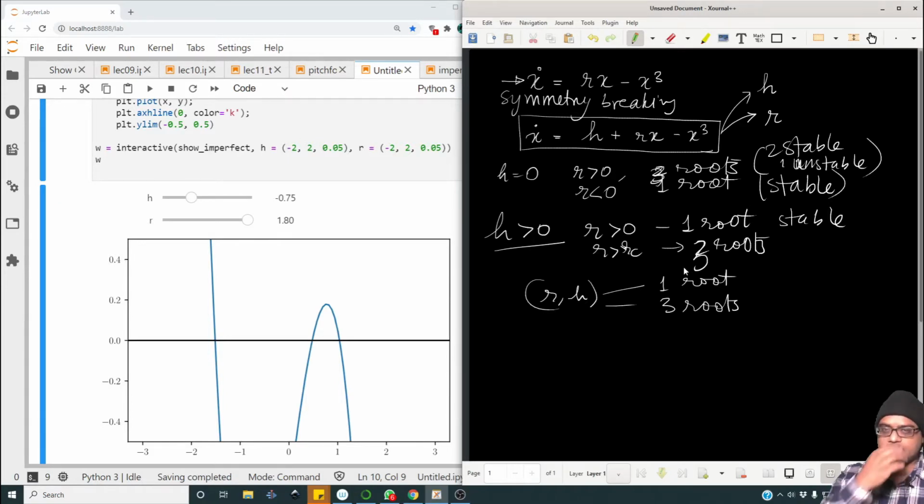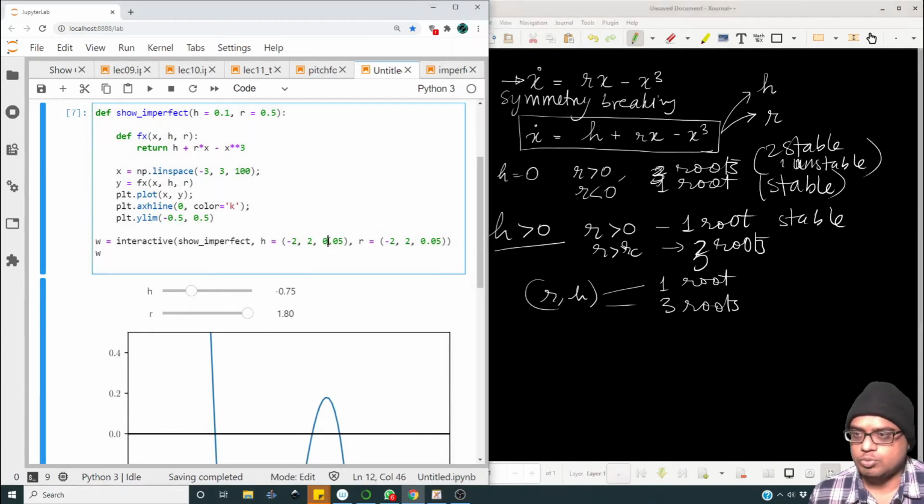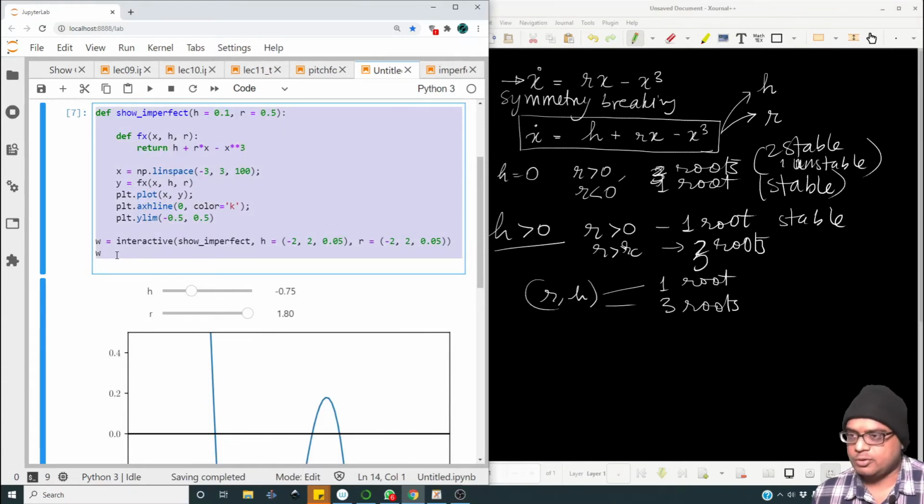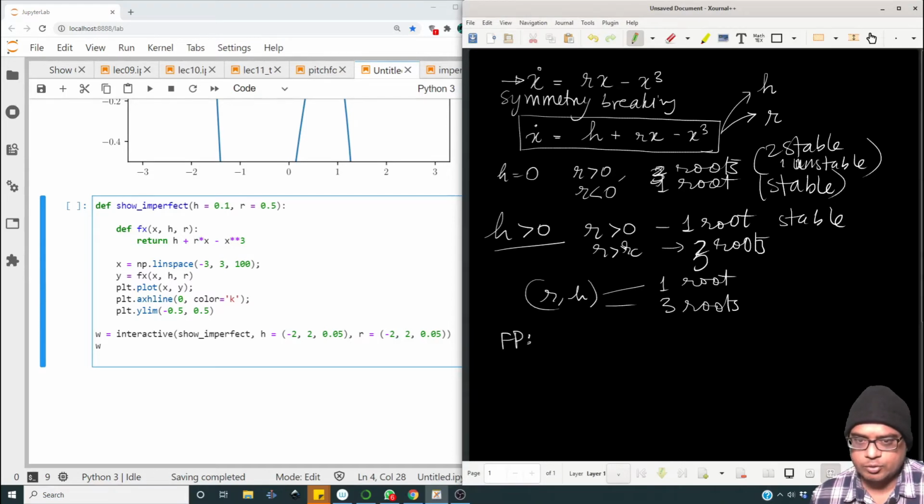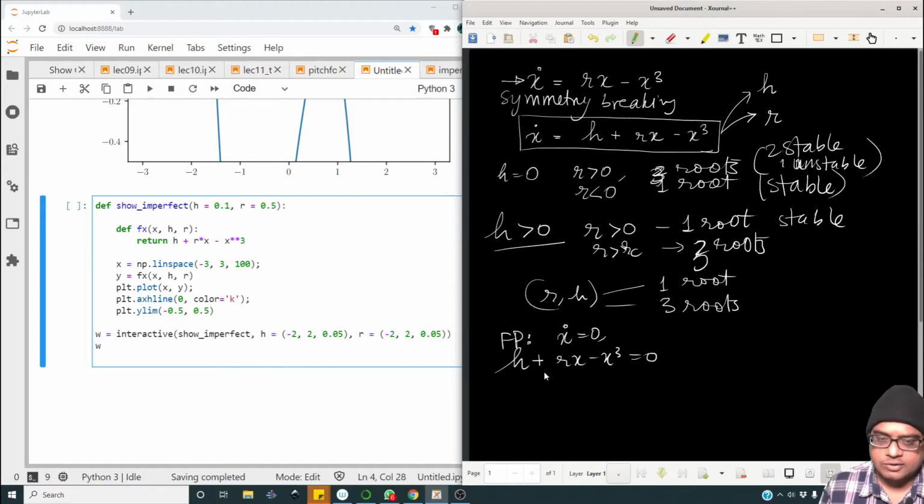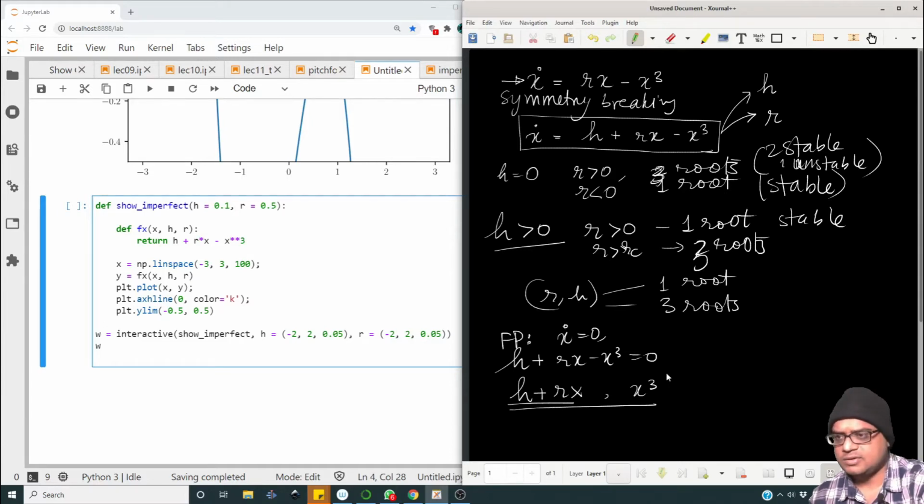While it may not be entirely clear what is going on in this cubic equation, we can split this equation into two parts. Let me copy all of this and paste it over here. We can break this equation into two functions. When we are searching for a fixed point, obviously x dot will be equal to 0, so h plus rx minus x cubed equals 0. So we can plot two curves: the first curve is h plus rx, and the second curve is x cubed, and then we can look at the intersections of these two curves. Let us try to plot this.